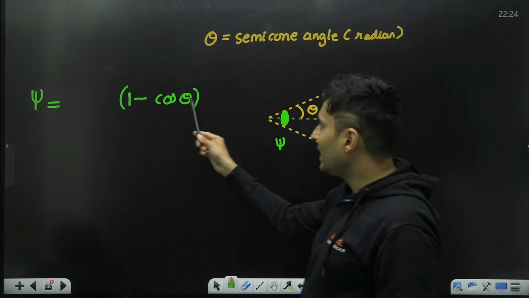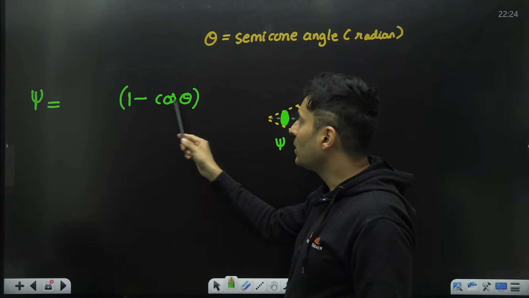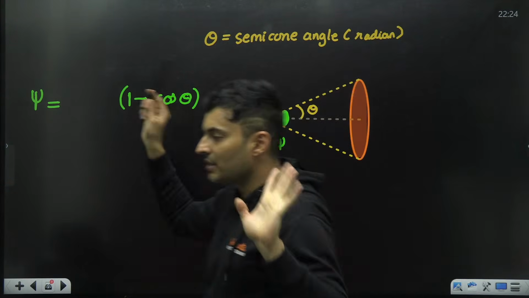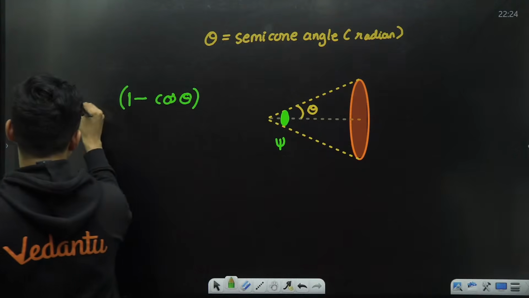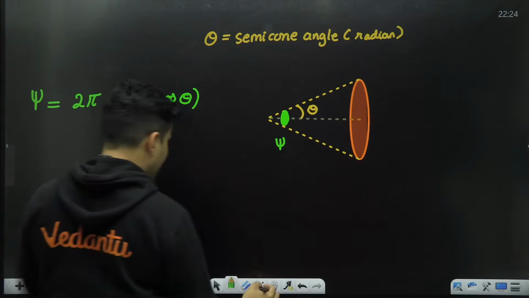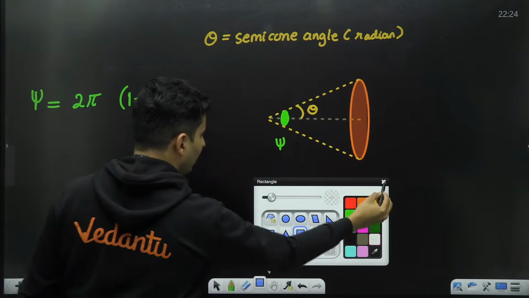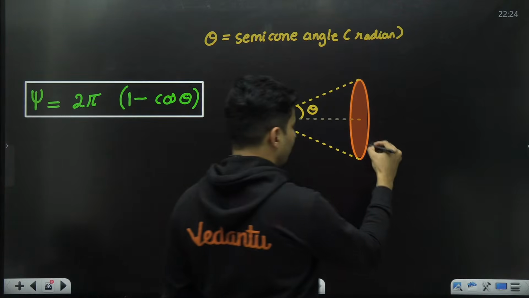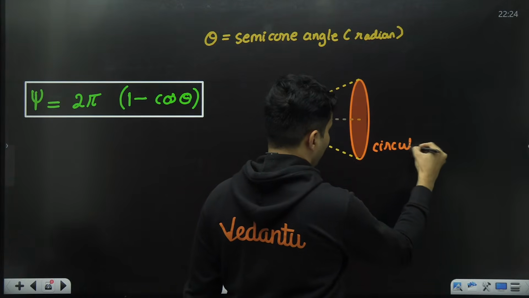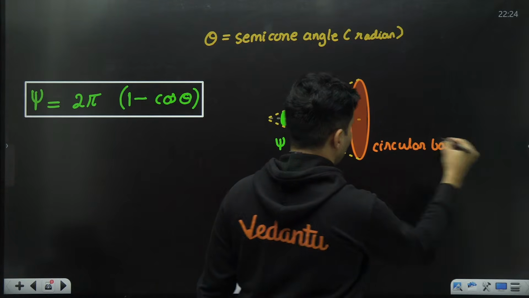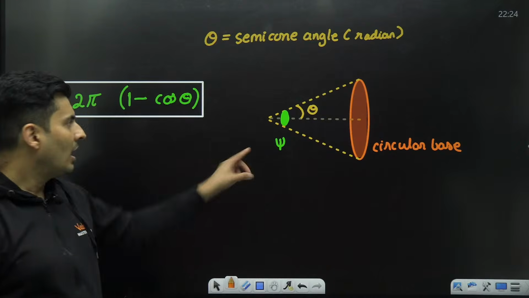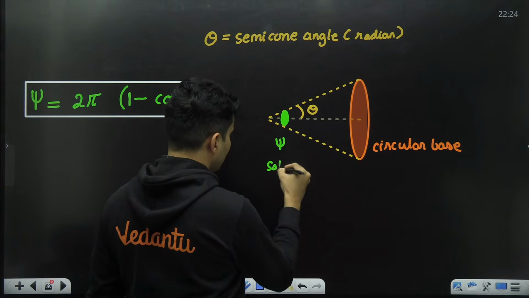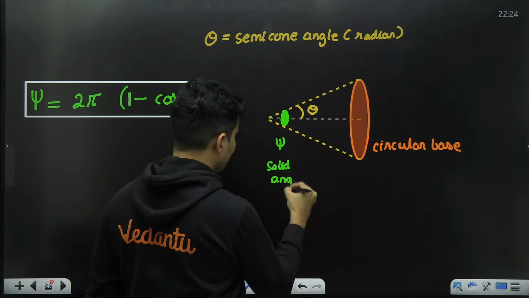So if theta is 90, cos 90 will be how much? 0. 1 minus 0 is 1. So the answer should be 2 pi, so over here you should put 2 pi. That's it. That is the answer. So this is the solid angle subtended by the base of the cone. This is the circular base of an imaginary cone. How much is the solid angle being subtended? So psi over here is the solid angle being subtended.